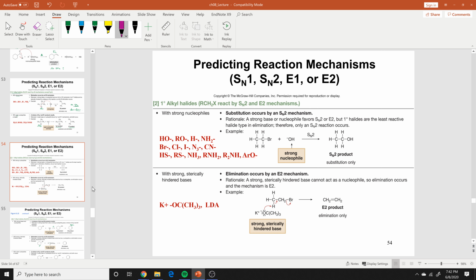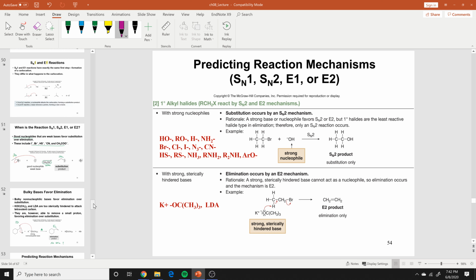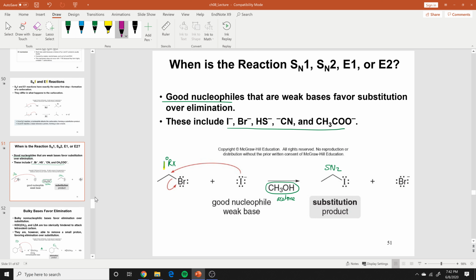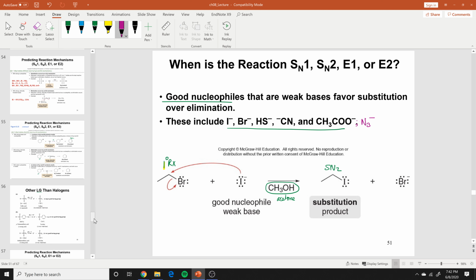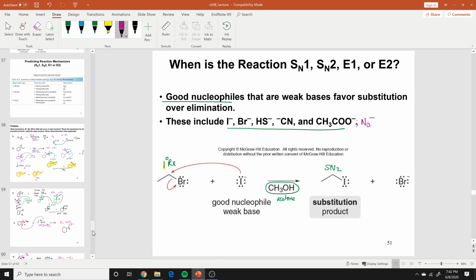So with N3 in here, it favors basically the substitution, the SN2 product only, which is here. I'm just going to add to those the N3 negative. So with the N3 negative and a primary alkyl halide, that product is going to be just the SN2 product.